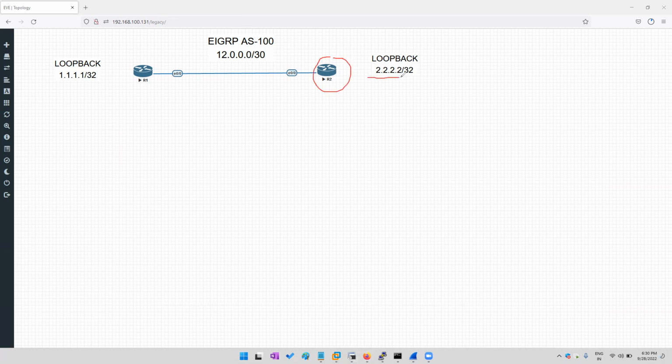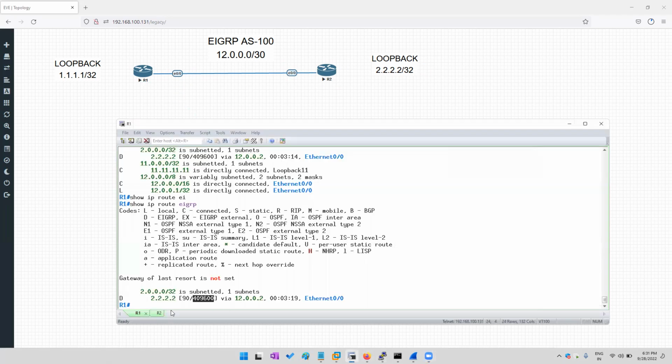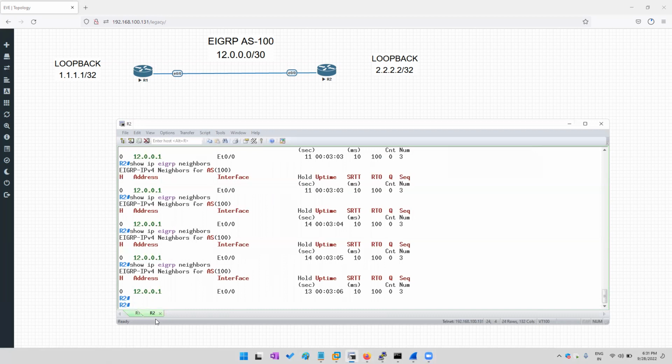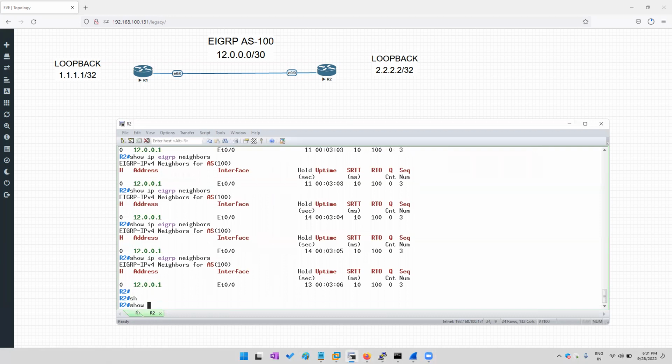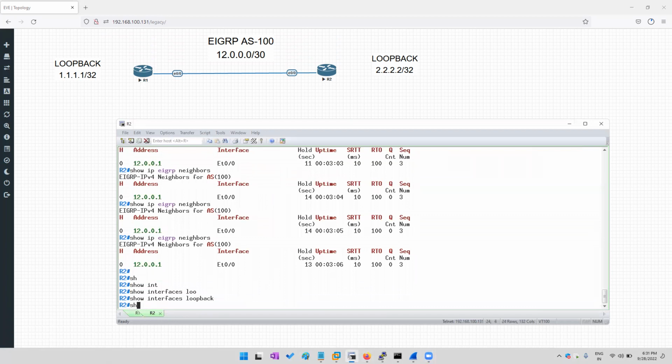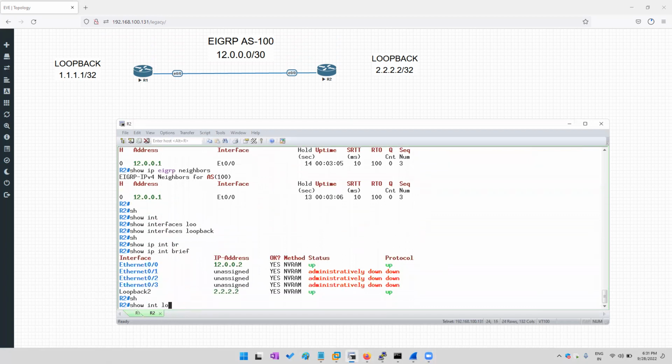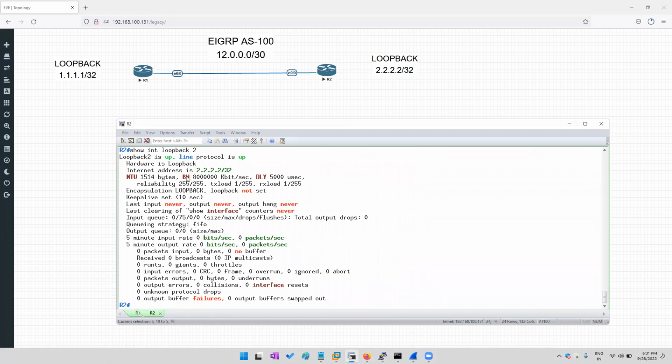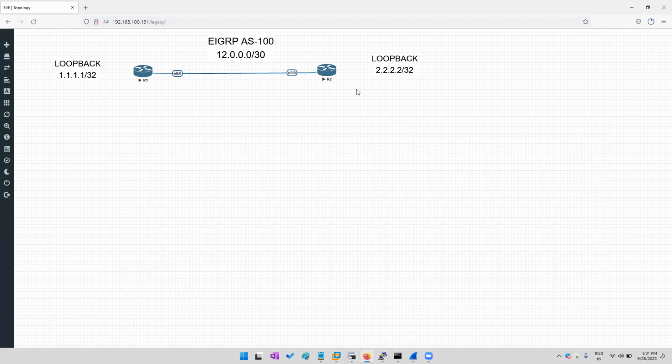Whenever R2 forwards this network information to R1, R2 checks the loopback bandwidth and delay, and this interface's bandwidth and delay. How to verify? Very simple. Go to the R2 side and run only one command: show interface loopback. Which loopback are we using? Show interface loopback 2. Loopback 2 bandwidth and delay are available. Copy this one and paste on this side.